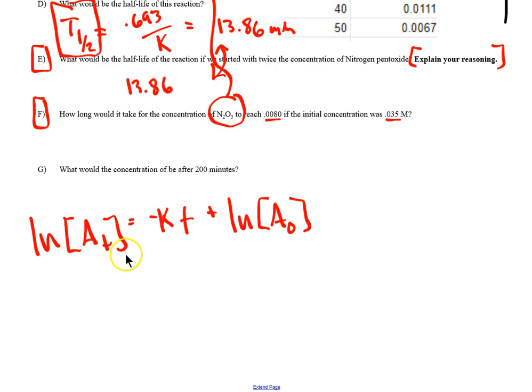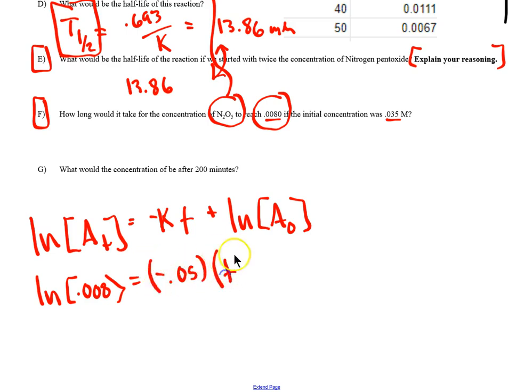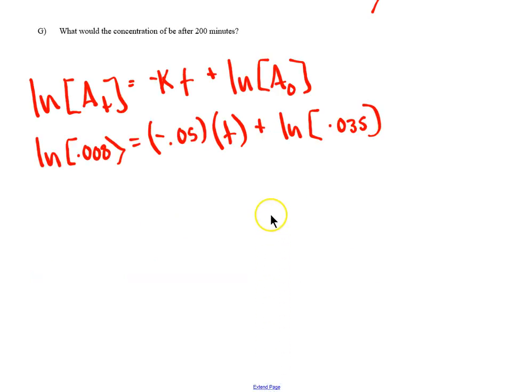All right, so AT would be the one at the particular time. So I have the ln of 0.008, whatever, equals negative K. K was 0.05, is that right? So negative 0.05 times T, which is my variable that I'm solving for, plus the ln of A naught. A naught, it gives me, is right here, 0.035.